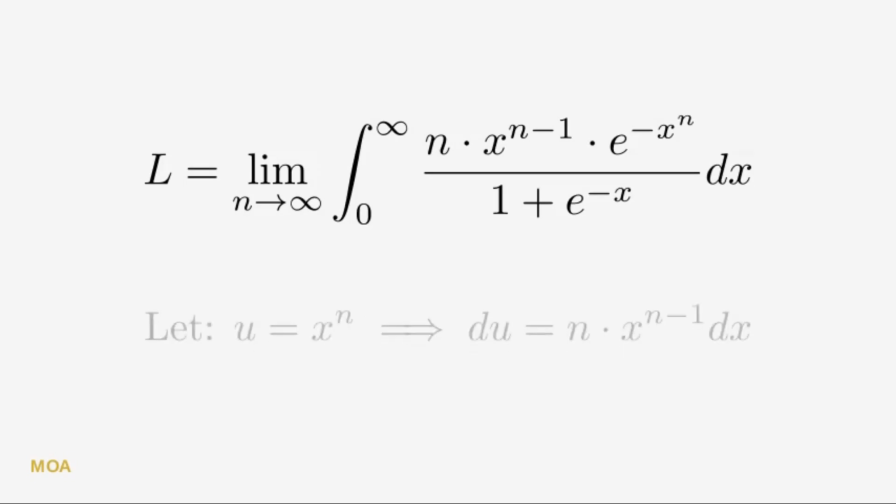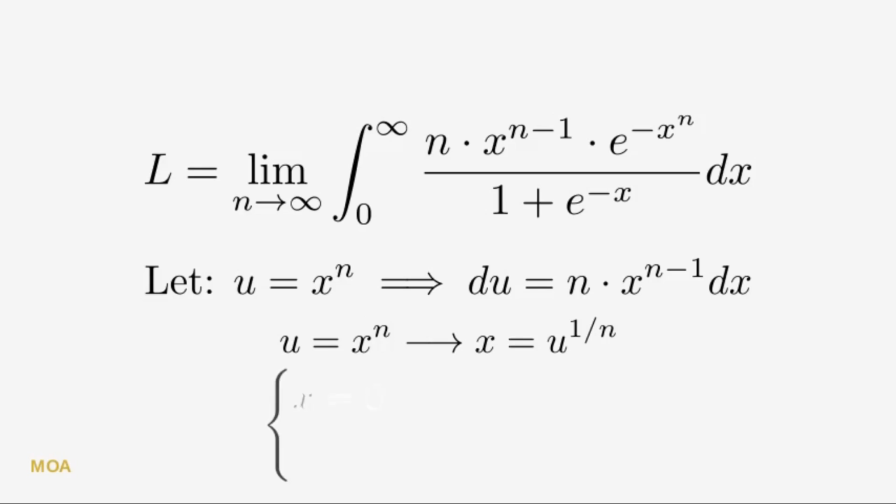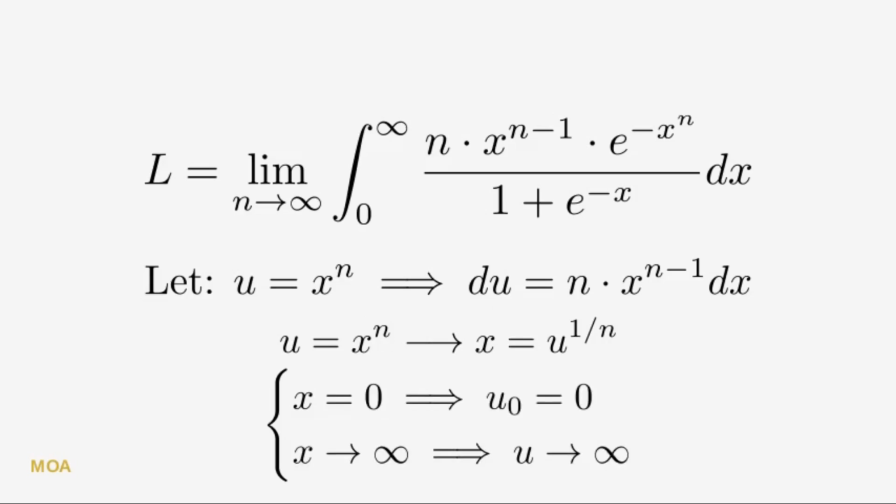Namely, let u equal x to the power n. This yields du equals n times x to the n minus 1 times dx. Equivalently, x equals u to the power of 1 over n. At the lower limit of integration, x equals 0, leading to u equals 0. At the upper limit of integration, as x tends to infinity, u also tends to infinity.